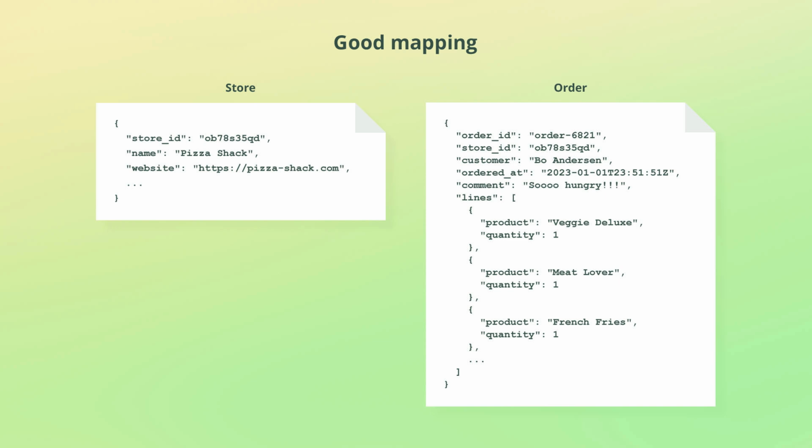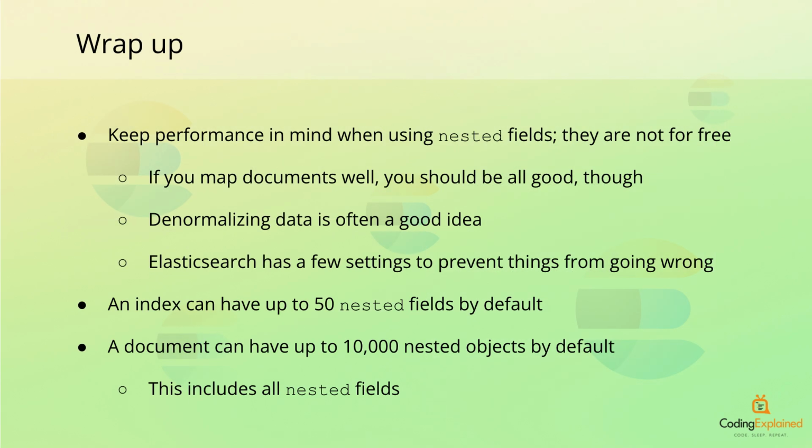So when mapping your documents and deciding to make use of nested fields, just keep this in mind. Is it realistic that a document will ever have thousands of nested objects? If so, it might be worth reconsidering how you map your documents. If you keep these limitations in mind when mapping your documents, then you should be absolutely fine.